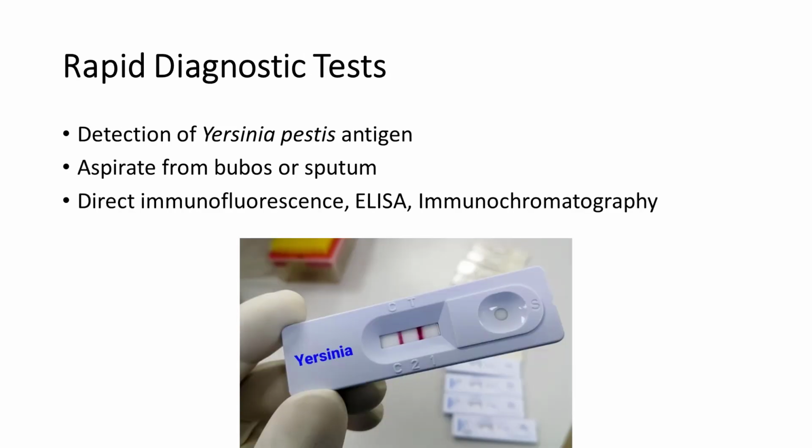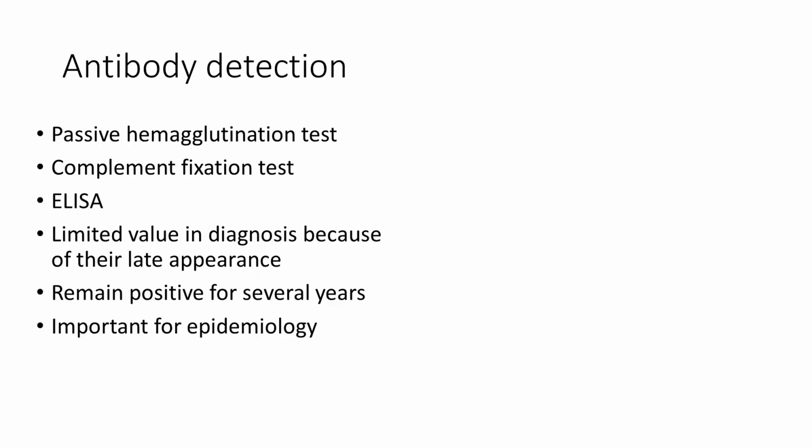In emergency settings, we can use rapid diagnostic tests for plague. RDTs use detection of Yersinia pestis antigen and can be done on the aspirate from buboes or sputum. The underlying principle of these RDTs is direct immunofluorescence, ELISA, or immunochromatography. Other serological tests for detection of antibodies include passive hemagglutination test, complement fixation test, and ELISA.